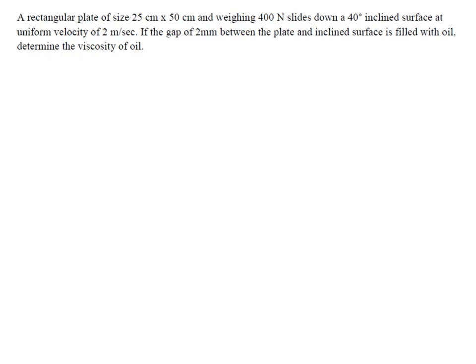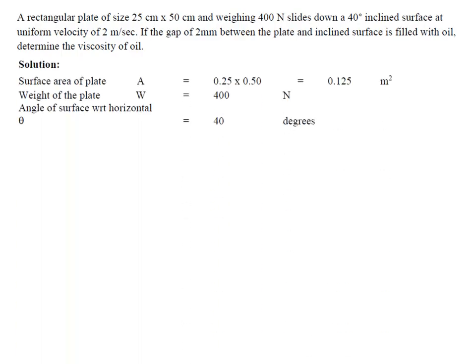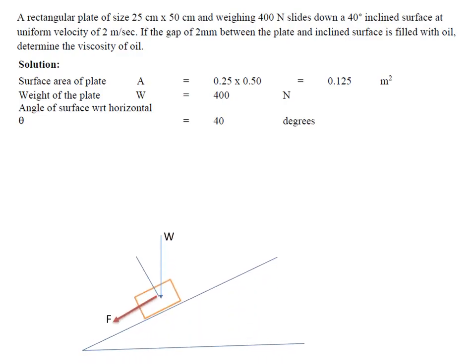Here the surface area of the plate, 25 by 50 centimeters, is the area of the moving part in contact with the fluid. So surface area is 0.25 into 0.5, which is 0.125 meters square. The weight of the plate is given as 400 newtons. The angle of the inclined surface with respect to horizontal is 40 degrees. This is the inclined plate, and this angle is 40 degrees, so this will also be 40 degrees.